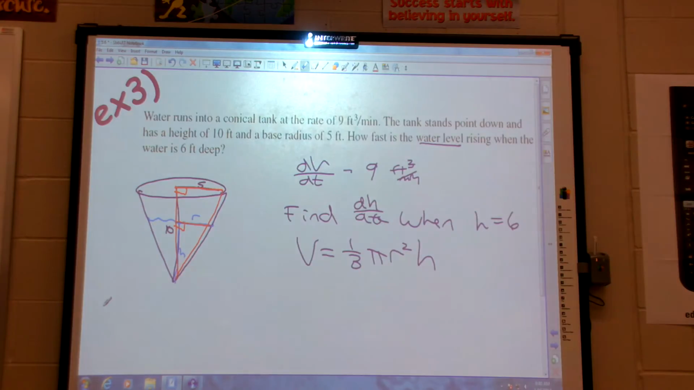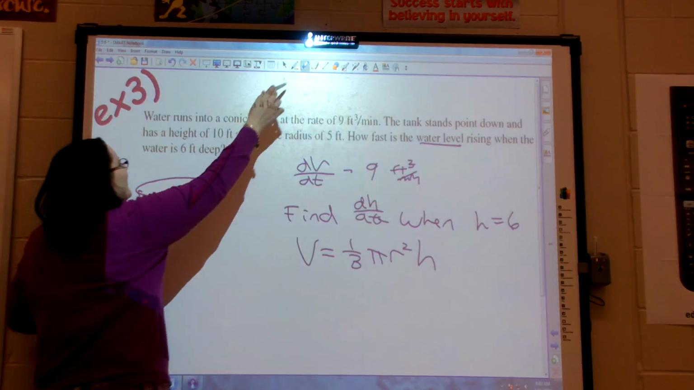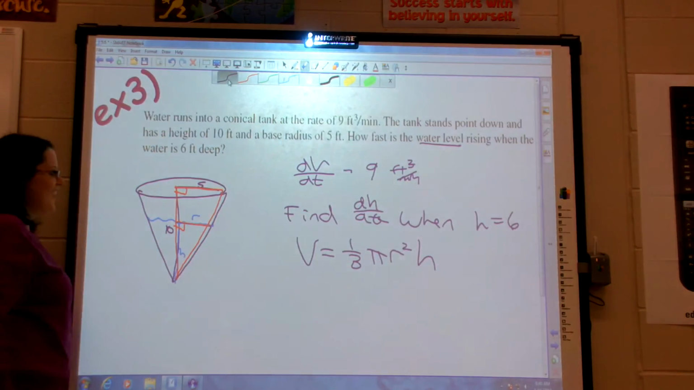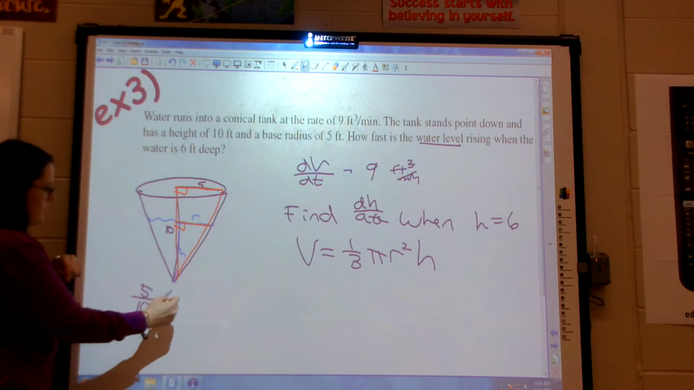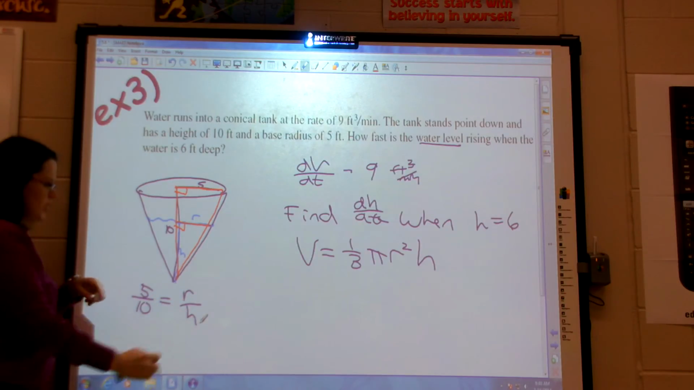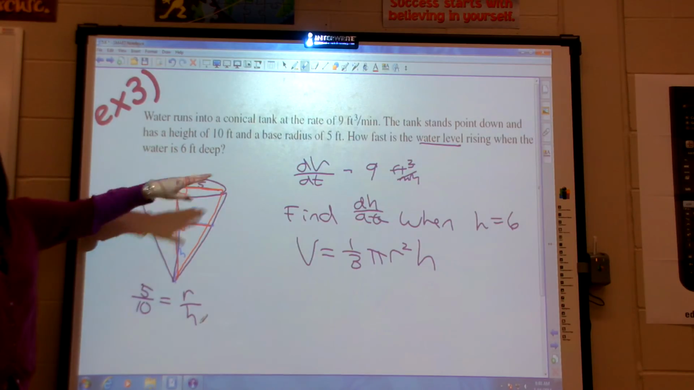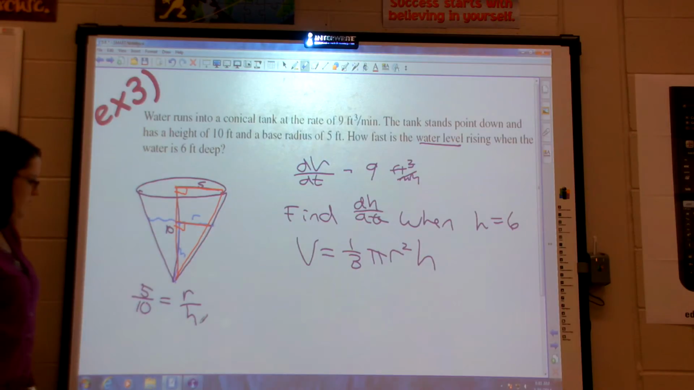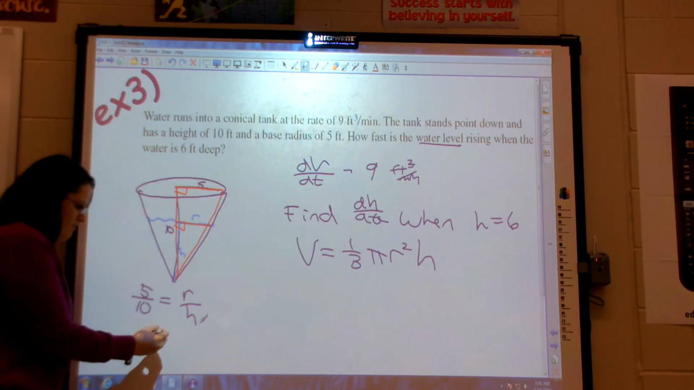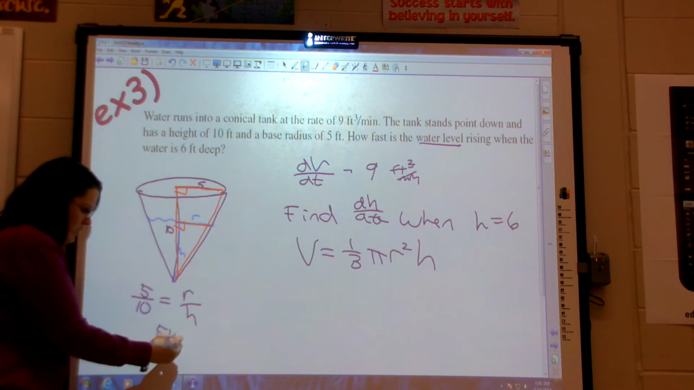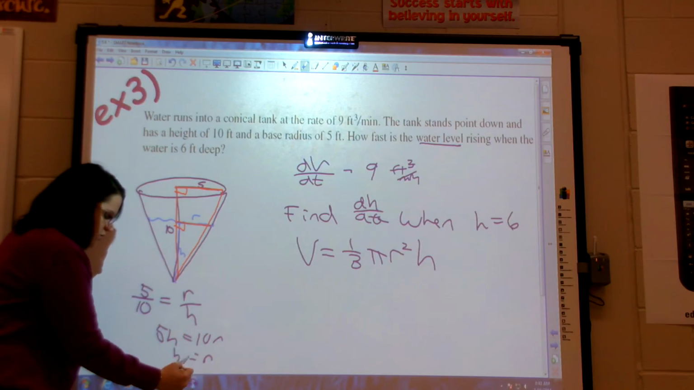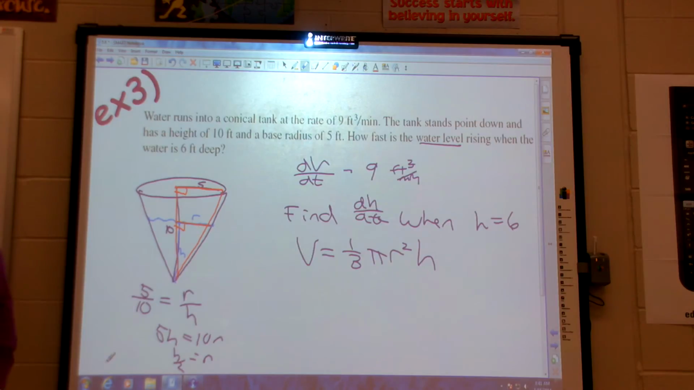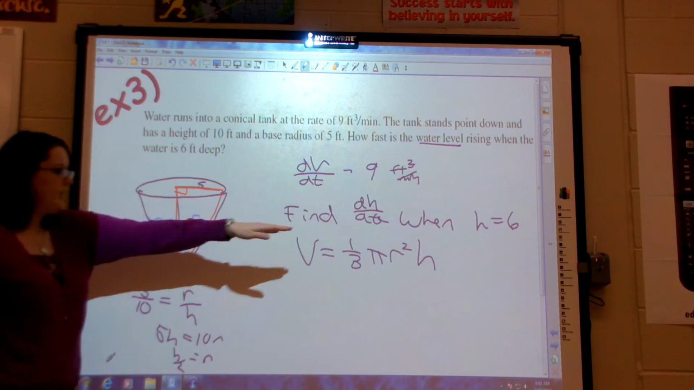Isn't that a triangle in a triangle? Couldn't I use a proportion? Yes, I thought that. 5 is to 10 as r is to h, correct? Side to bottom, side to bottom. Okay, so let's cross multiply. I have 5h equals 10r. Solving for r, r equals h over 2. Everyone agree with that?